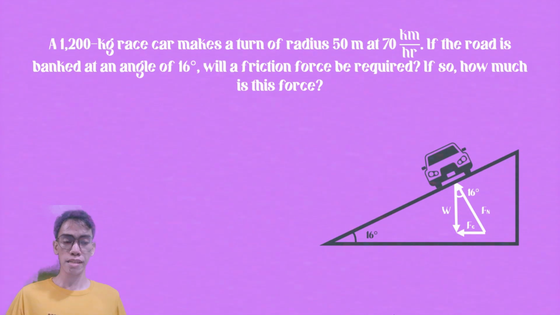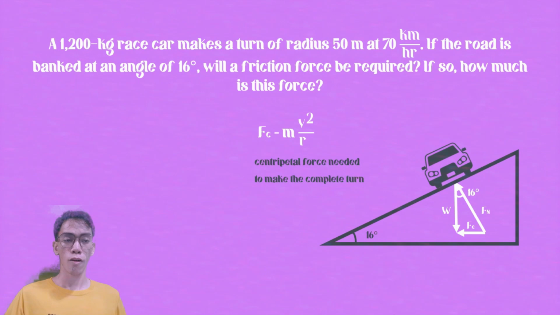Centripetal force is equal to mass times velocity squared all over radius. This is the centripetal force needed to make the complete turn.